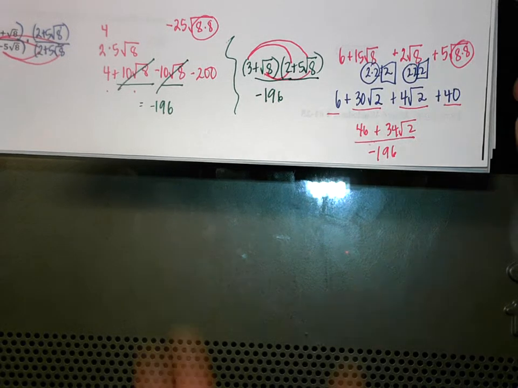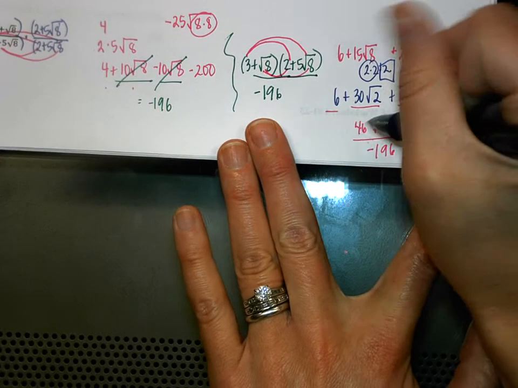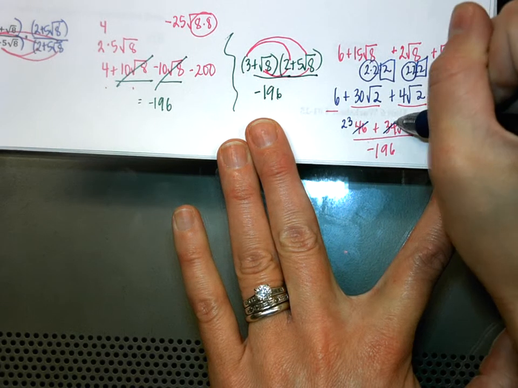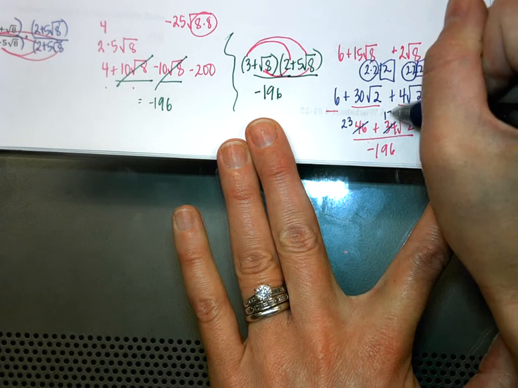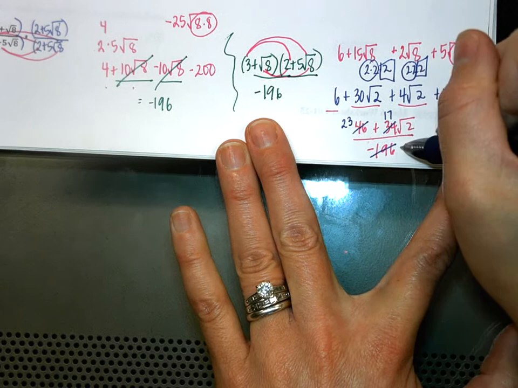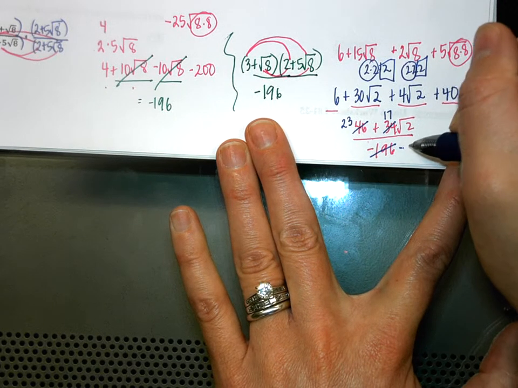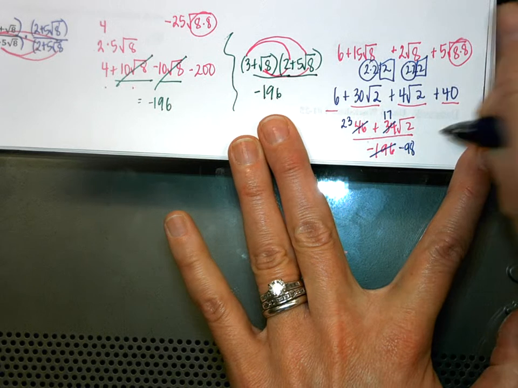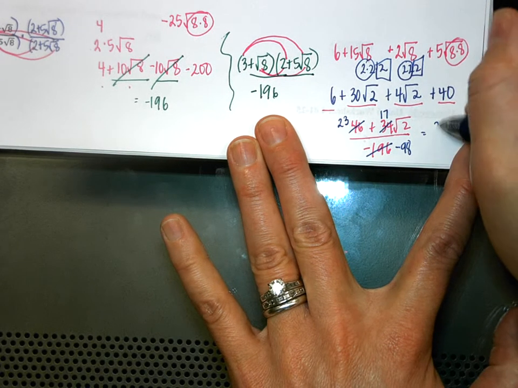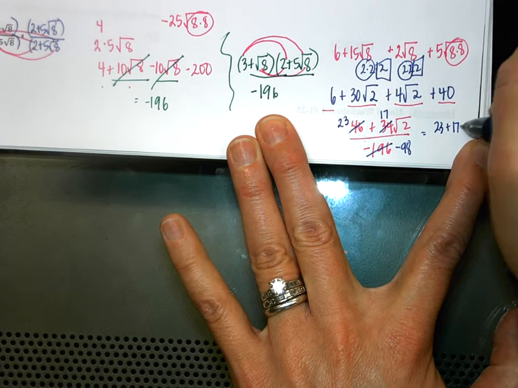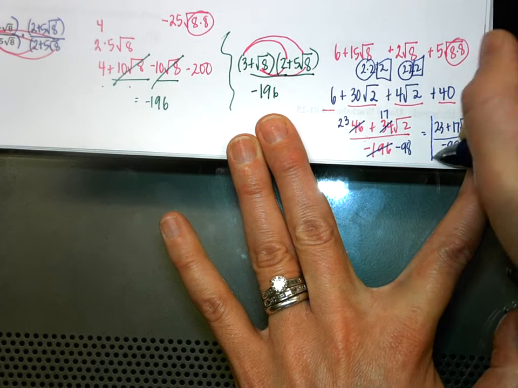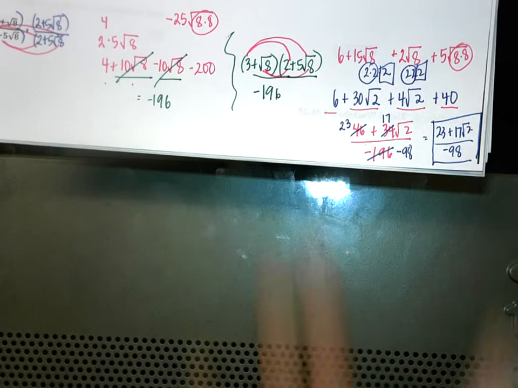So we can reduce every single term by 2. So when we do that, we're dividing by 2. This makes this a 23. Dividing this by 2, it makes it a, good. And then dividing this by 2 makes it negative, very nice, negative 98, yeah. Okay, so we get 23 plus 17 root 2 over negative 98. Okay. Any questions?